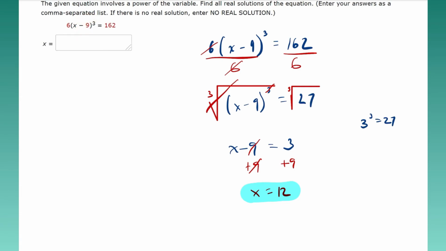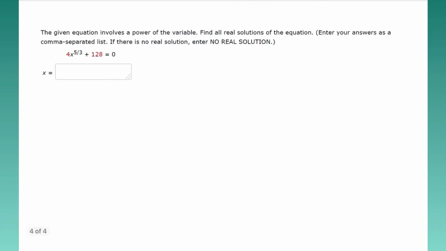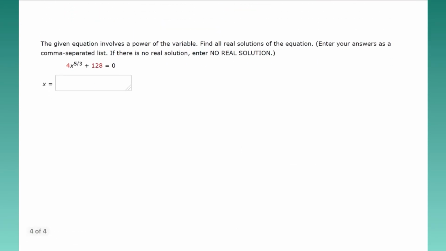All right, I believe this is the last problem of the notes for this section. We have another equation, but this time our exponent is a rational exponent. The way you would solve a rational exponent equation is to isolate this x to the 5/3. So we need to subtract the 128 over. So now we have 4x to the 5/3 equals negative 128.